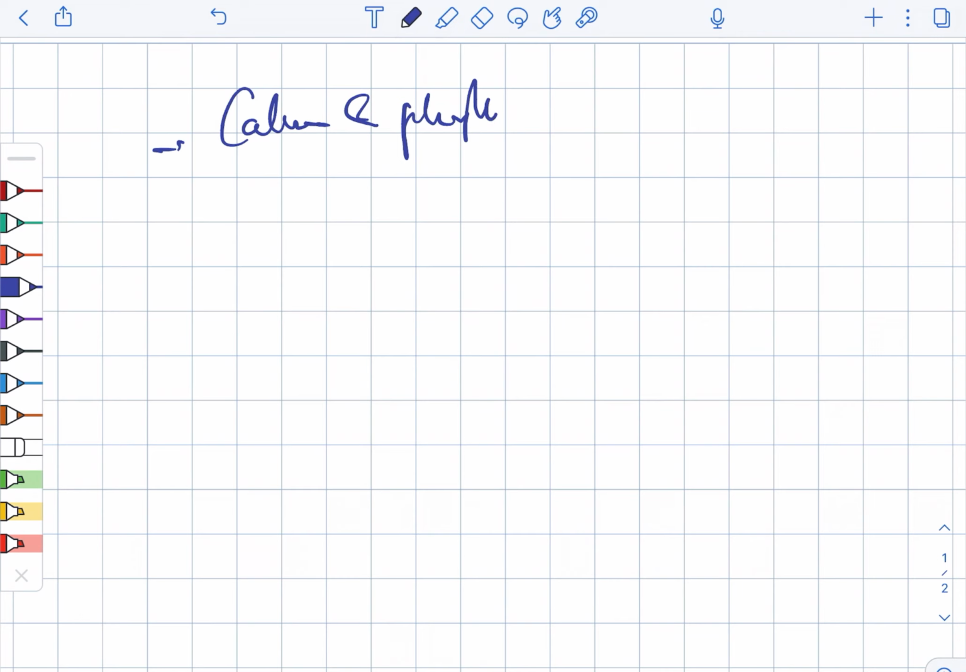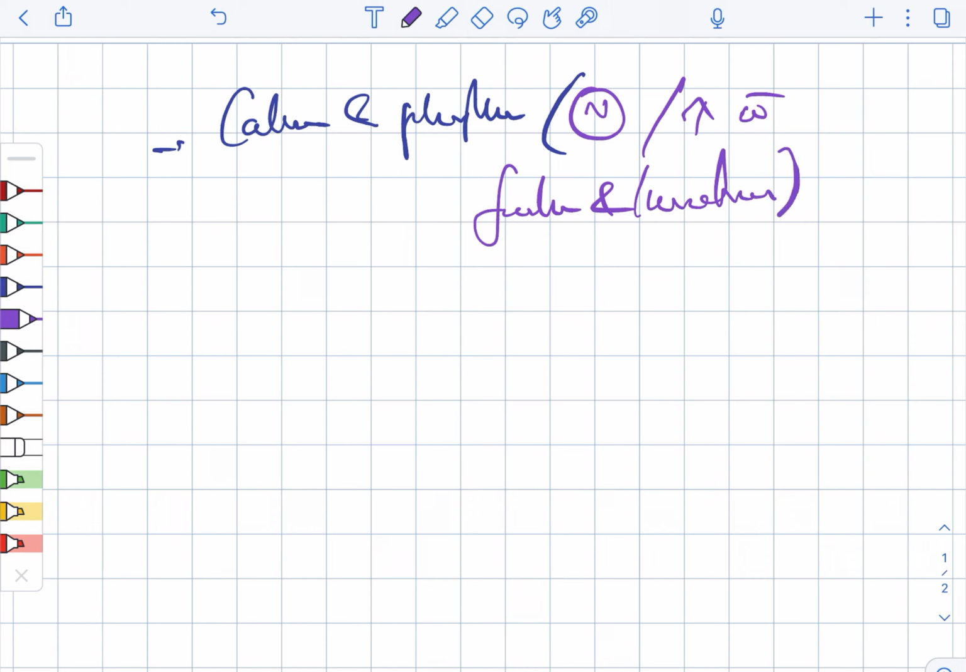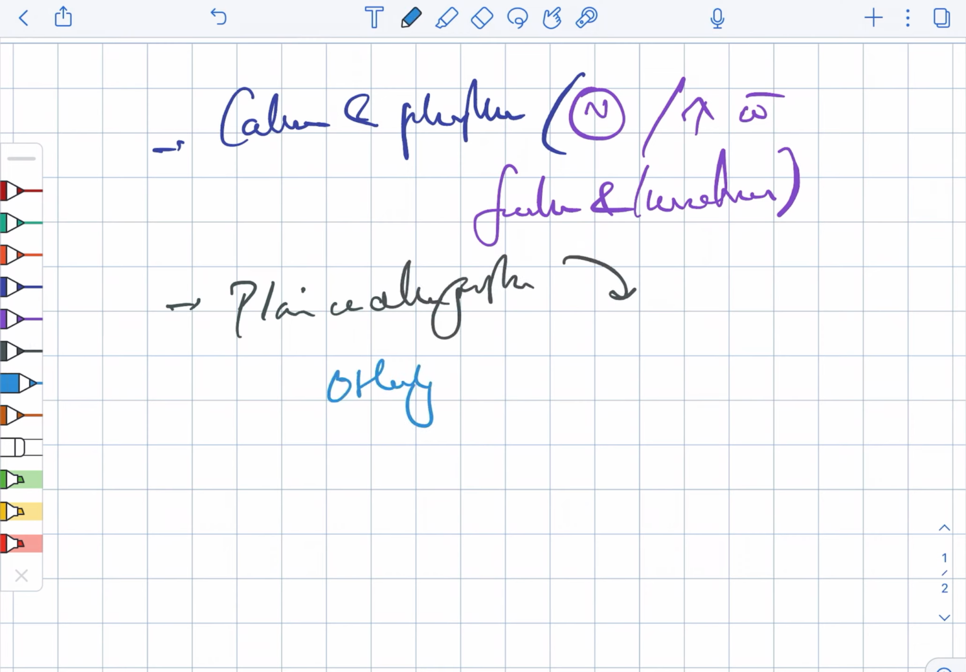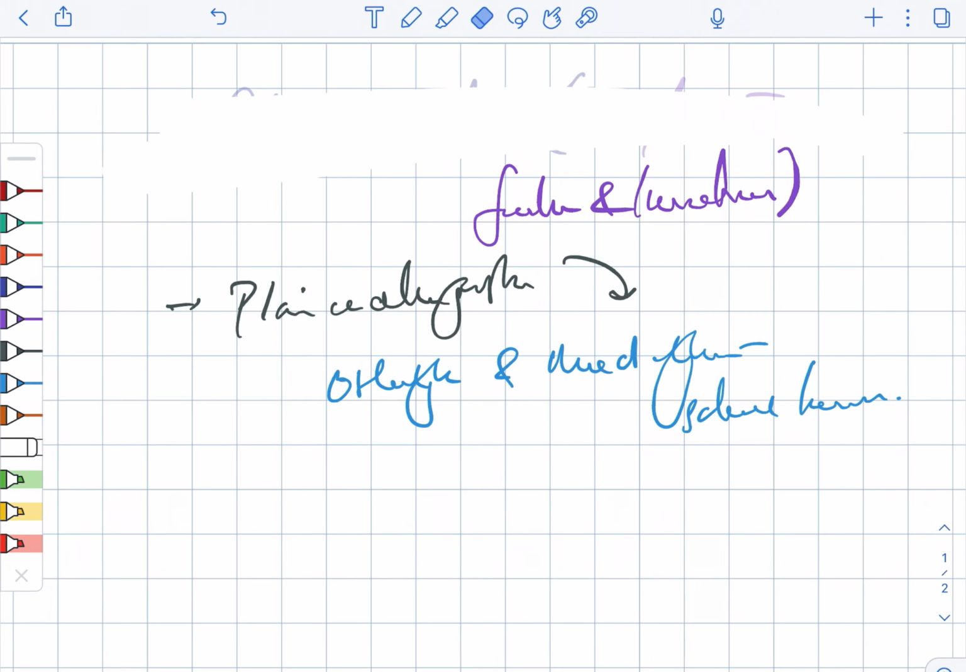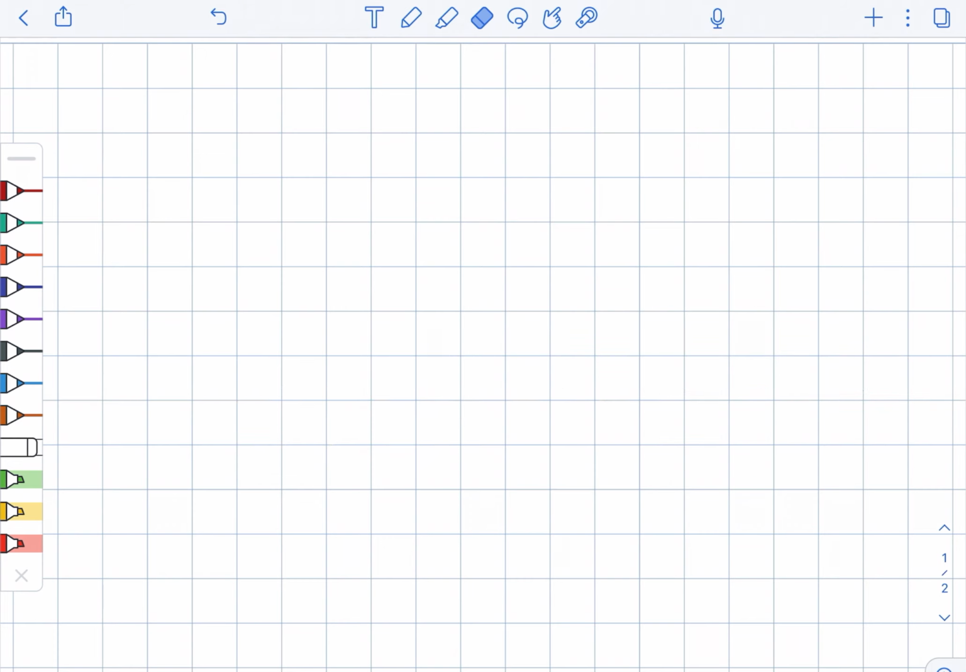Now next, looking at the other findings. In case of calcium and phosphorus, they are usually normal, and they may be elevated with fracture and immobilization. Next, there are also the plain radiographs. These show the osteolytic and the mixed lytic or sclerotic lesions.